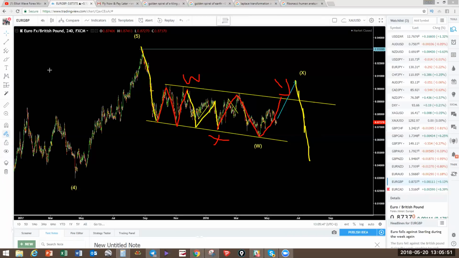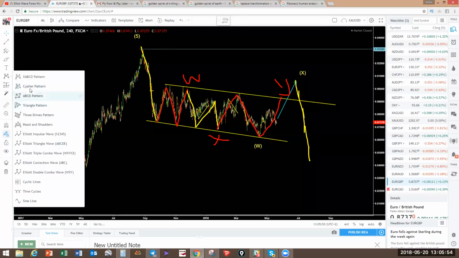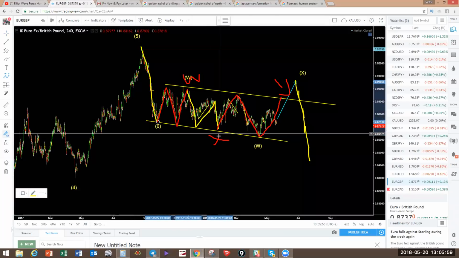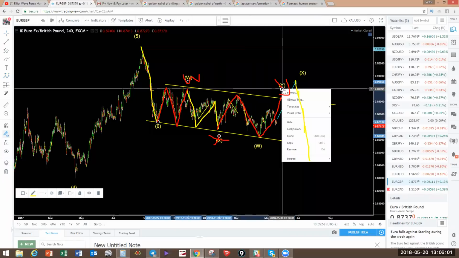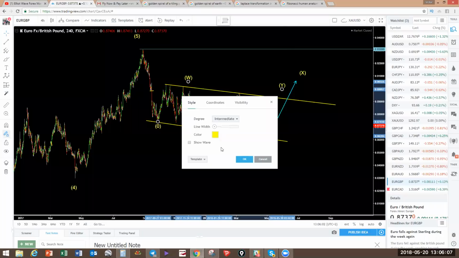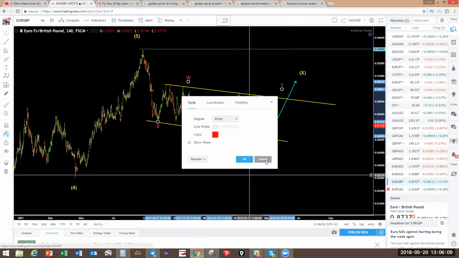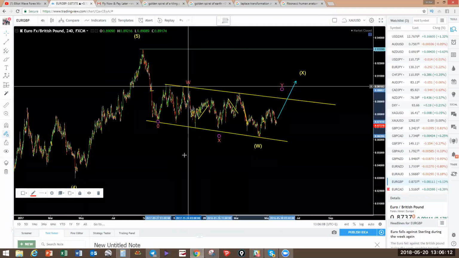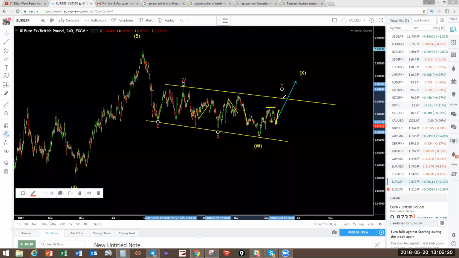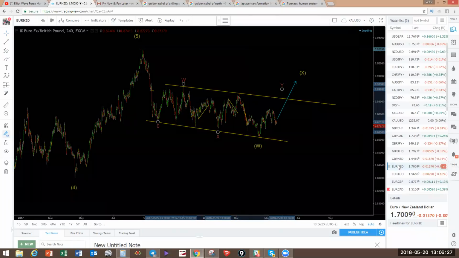Okay, so that's how you label this in lower degrees. I didn't put on the degrees there. I can do it now quickly. That is WXY that we're expecting there. Let's clear all that and just change quickly. Minor degree. Easy, quick. So that's what we have. First correction, X, and then the last one here, a bounce to the upside. That's how we're going to be looking at that one. And Euro New Zealand.